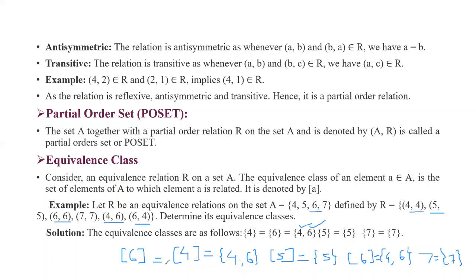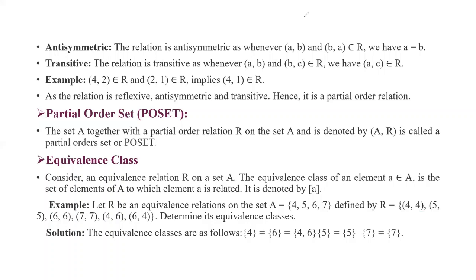Remember here in this equivalence class, there is a rank. So how to find out the rank of the equivalence class? The number of distinct equivalence classes is the rank of that equivalence class. So here, 4 gives 4, 6, and 6 gives 4, 6. So this is one equivalence class, this 4 and 6, right?